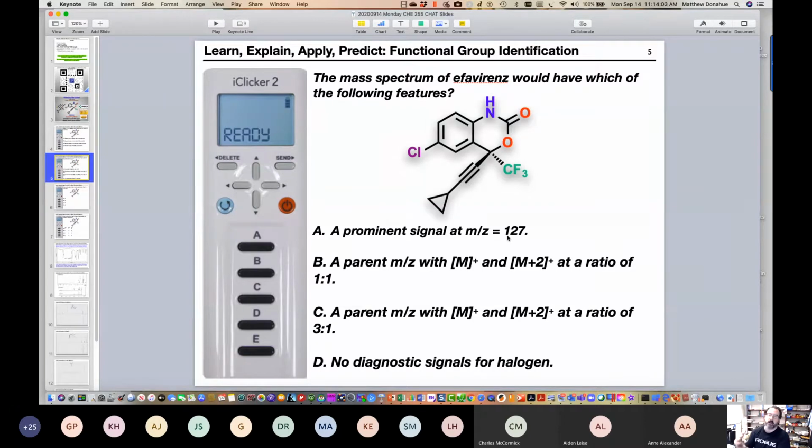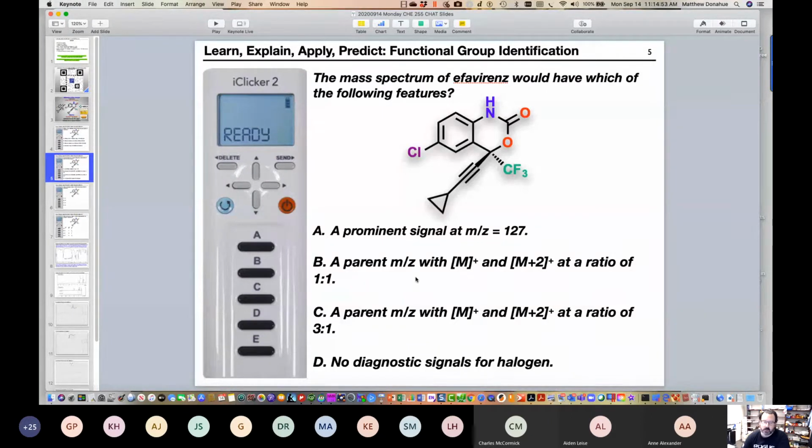What's happening is the parent loses the iodine and you actually see it in the mass spec. When we compare that to choice C, you're seeing the ratio of chlorine 35 to 37 in the parent, so it's retained. So what does B relate to? Which halogen? A 1-to-1 ratio would probably be bromine. So yeah, bromine is going to be the 1-to-1 ratio where you have bromine 79 and bromine 81.